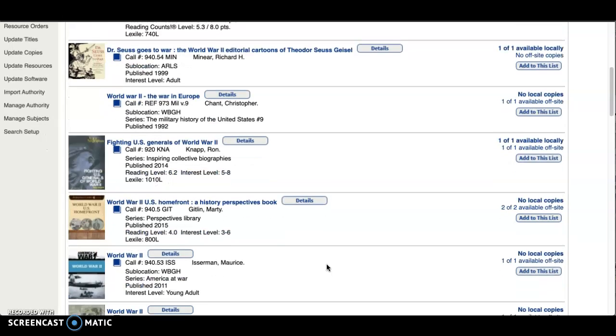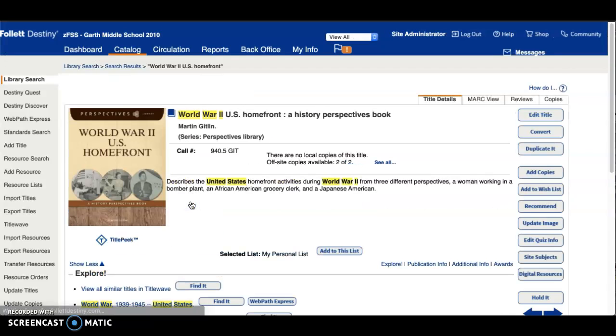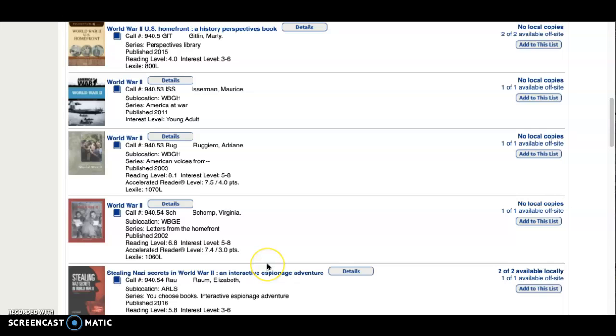Well, look at this. World War II, U.S. home front. This describes the United States home front activities during World War II from three different perspectives: a woman working in a bomber plant, an African American grocery clerk, and a Japanese American. Let's see, does anybody else see anything that might be of interest?